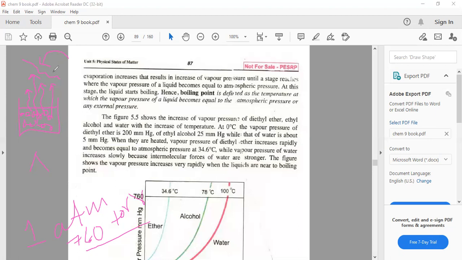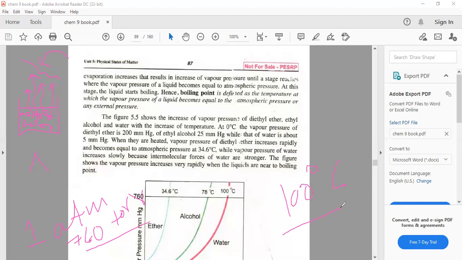Water boils when the pressure of its vapors becomes equal to the atmospheric pressure. And as we know, the boiling point of water is 100 degrees Celsius. So it means at 100 degrees Celsius, the vapor pressure of the liquid becomes equal to the external pressure. 100 degrees Celsius is that temperature at which the vapor pressure of water is equal to the atmospheric pressure. That's why 100 degrees Celsius is the boiling point of water.